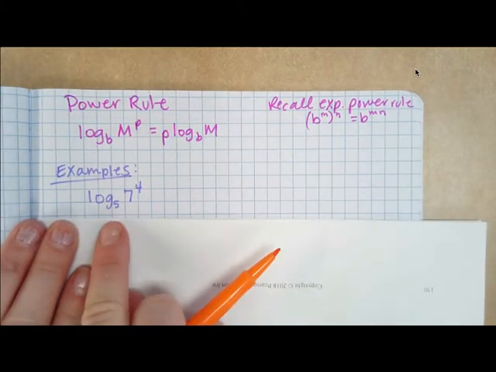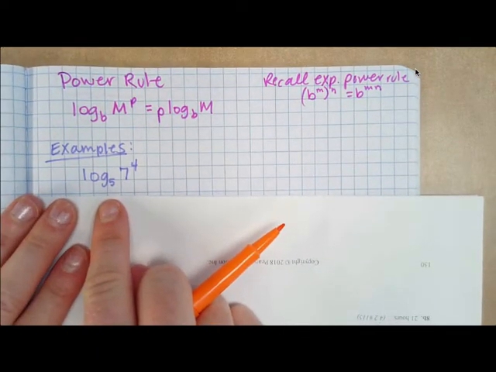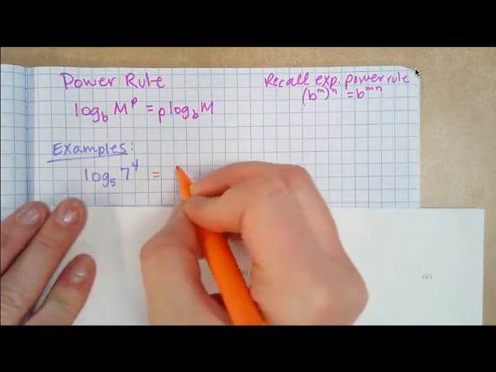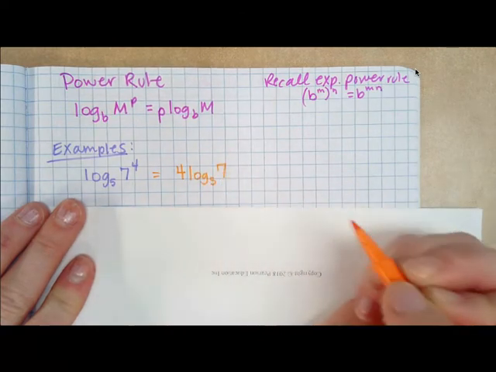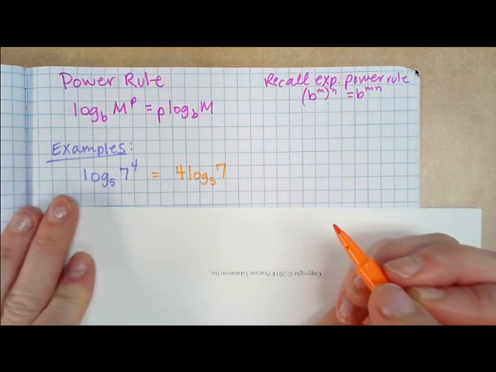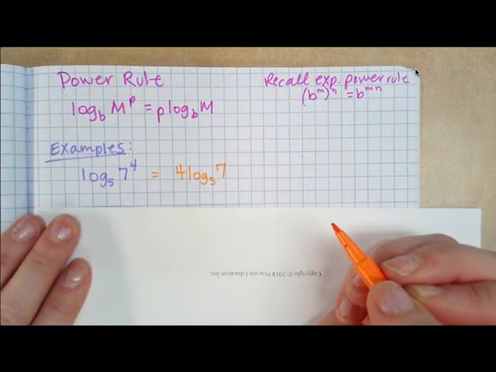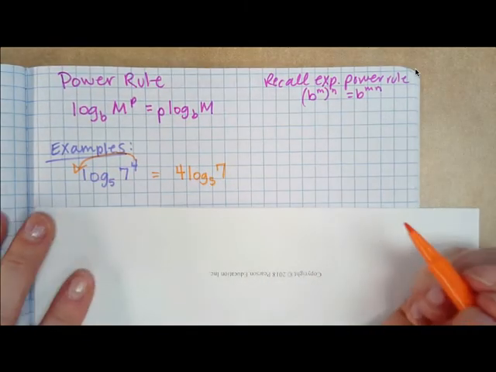So then here's an example that we can work out. So you take that out front, and it'd be 4 log base 5 of 7. Just take it over here. Okay.